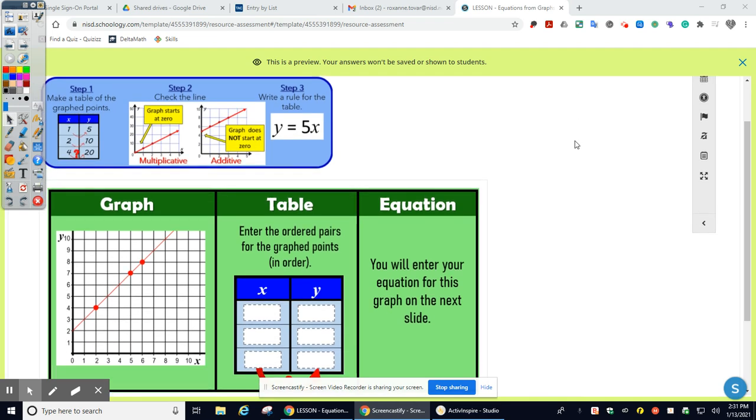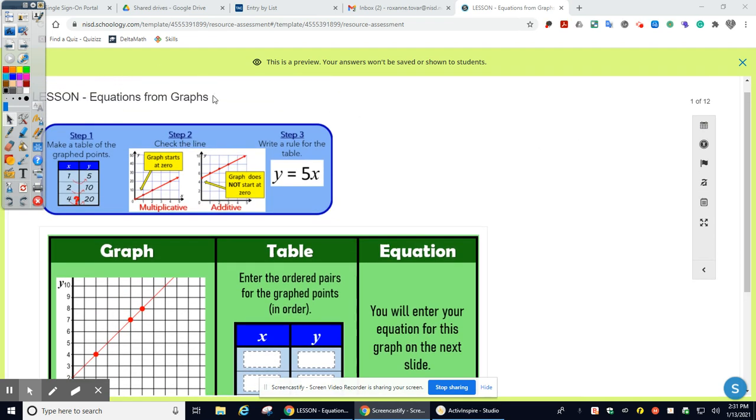All right, so today our lesson is equations from graphs. Step 1, we're going to make a table of the graphed points. Step 2, we're going to check the line to see if it's additive or multiplicative. Remember, if it's multiplicative, it hits the origin. If it's additive, it does not hit the origin, which means it does not start at 0.